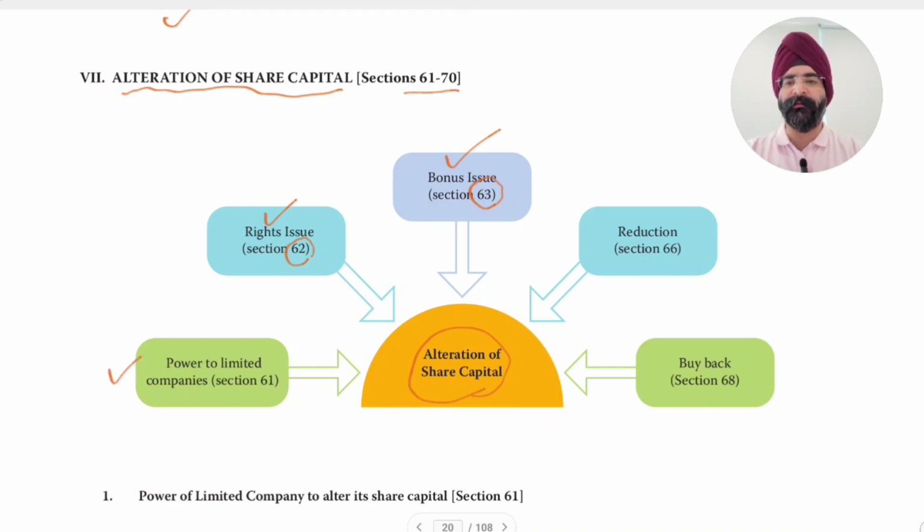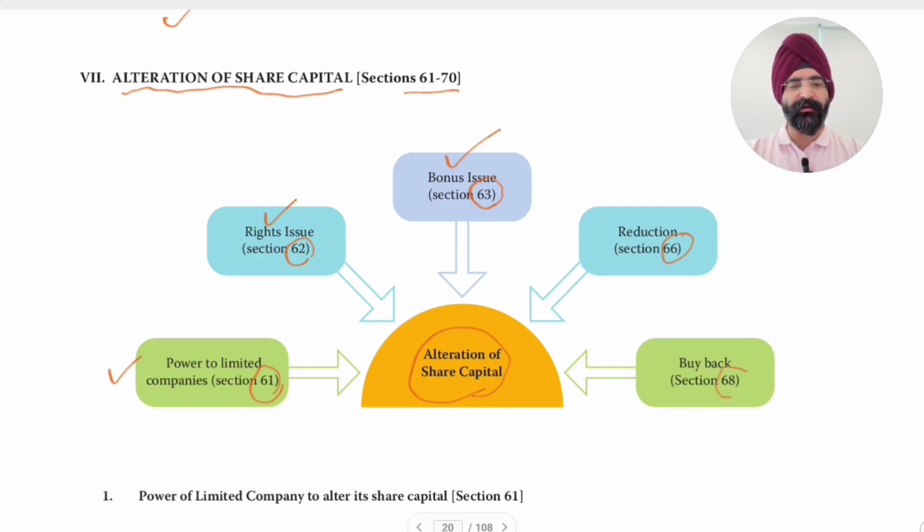Then power of limited companies, section 61, provides that limited companies have power to alter their share capital. Reduction, section 66. Share capital can be reduced. Present shareholders can be repaid, or there are procedures by which share capital can be reduced, but it is important that only by following the prescribed process can share capital be reduced. Section 66 needs to be considered.